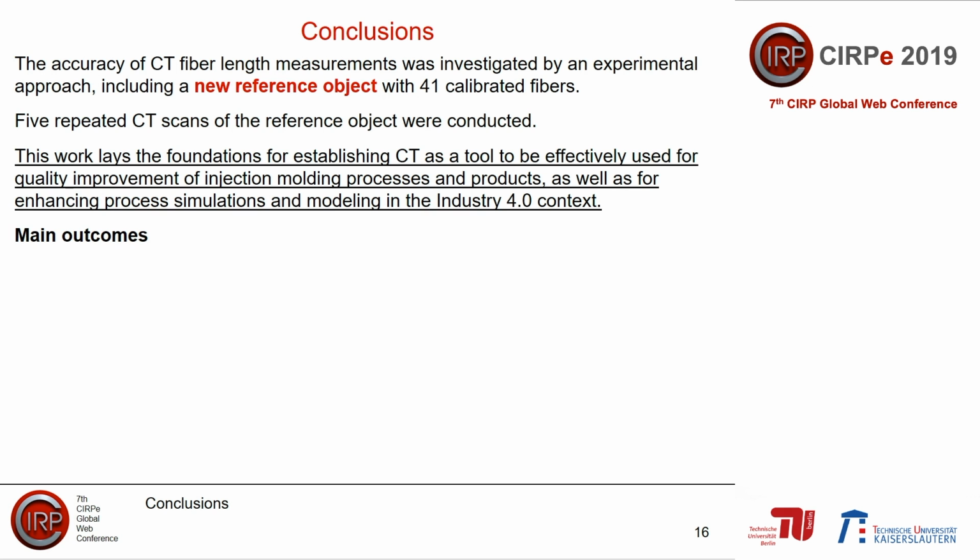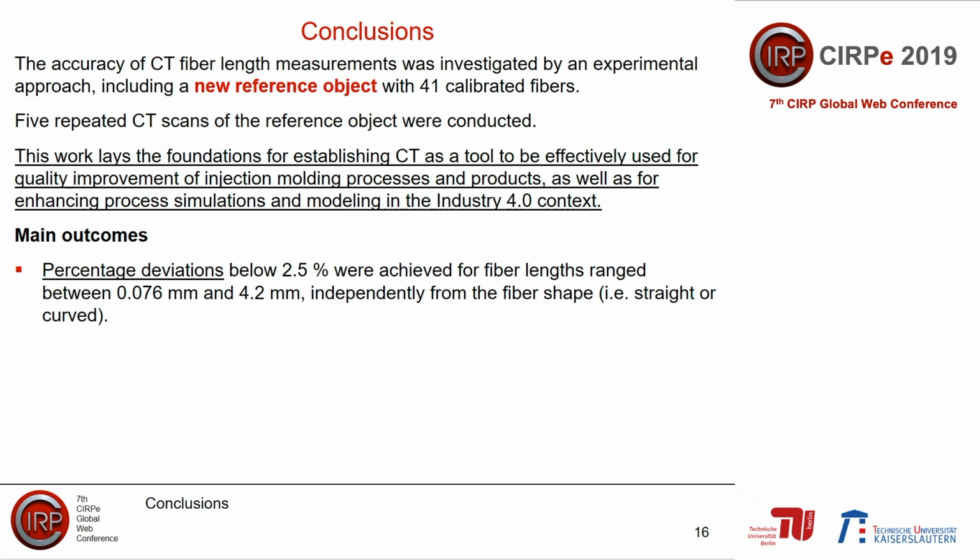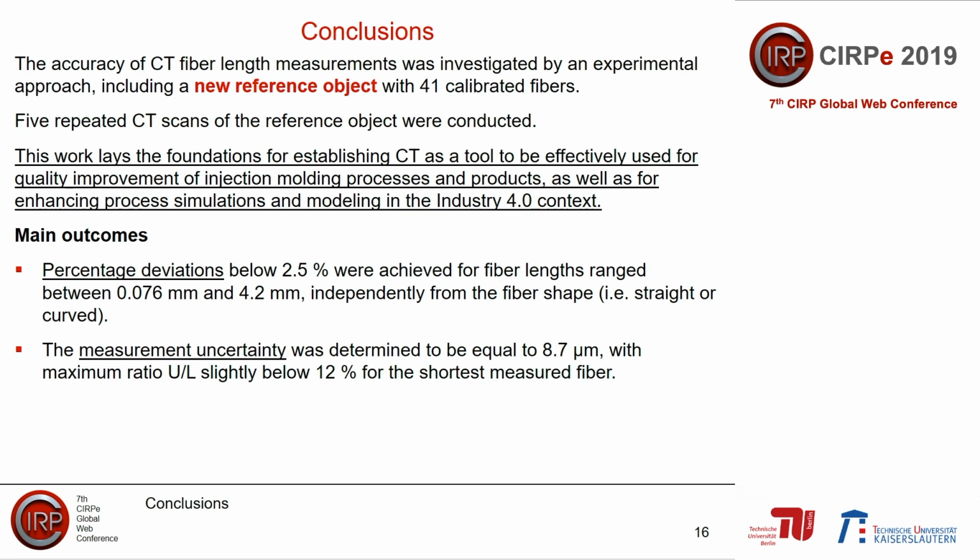Outcomes obtained with the specific scanning parameters used in this work showed that percentage deviations below 2.5% can be achieved for fiber lengths ranged between 0.076 mm and 4.2 mm, independently from the fiber shape. The measurement uncertainty was determined to be equal to 8.7 micrometers with maximum ratio U on L slightly below 12% for the shortest measured fiber.